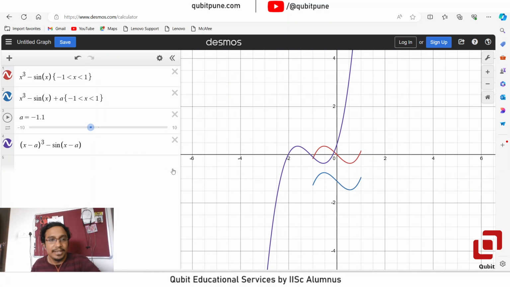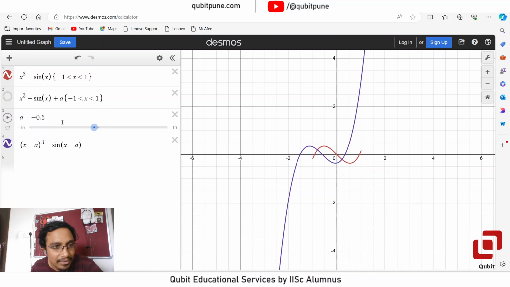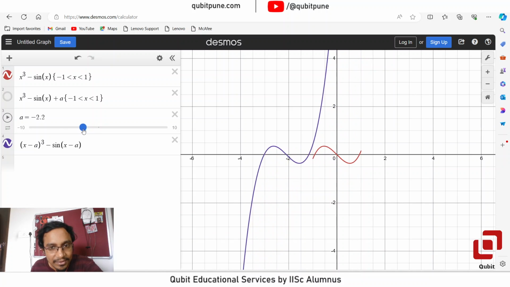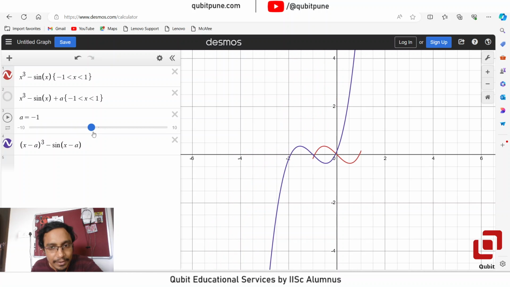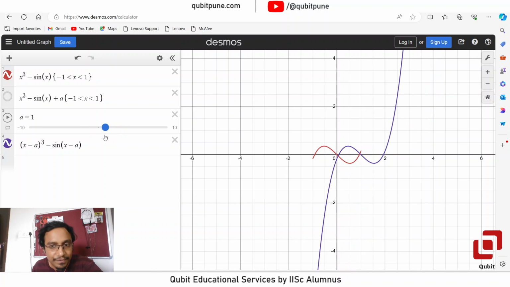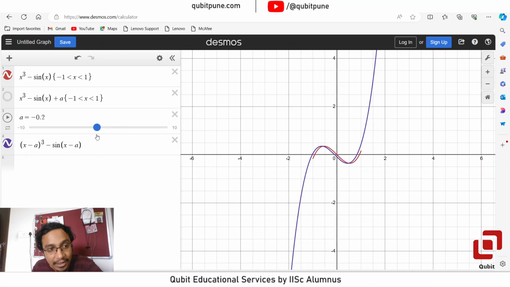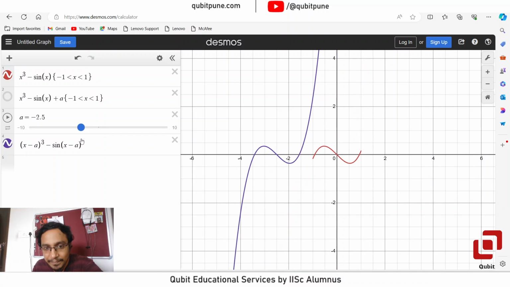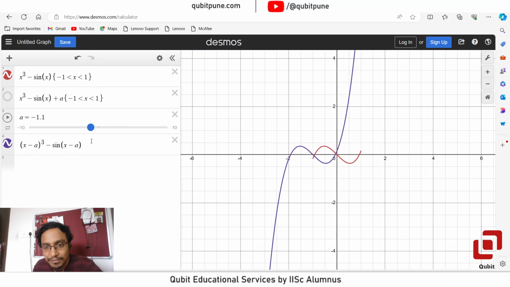See, look, if I change this one, let me hide this, you can see the graph shifting to right and left. So if a is positive and you replace x by x minus a, the graph shifts to the right. And if you have negative a and you still have x minus a there, then the graph shifts to the left.